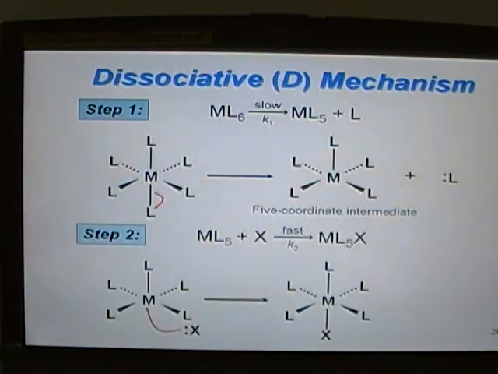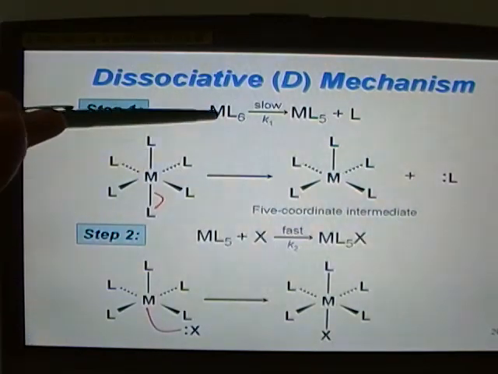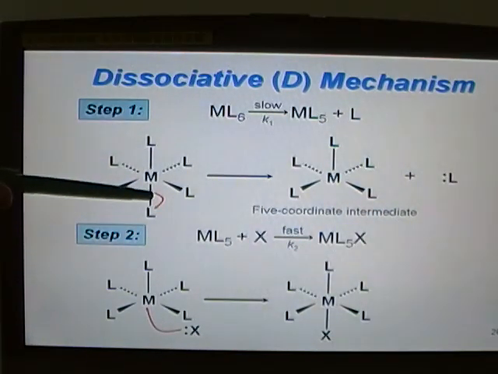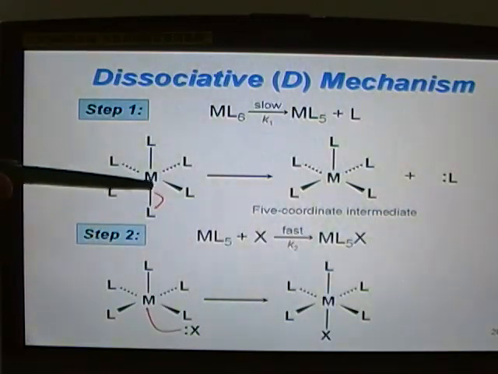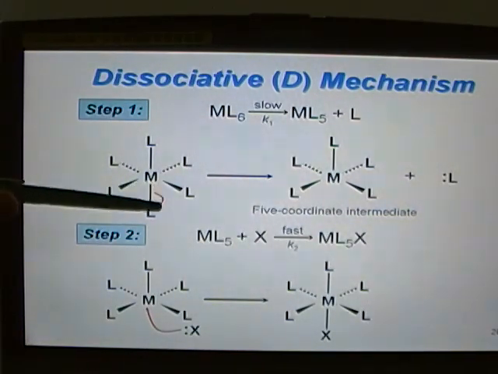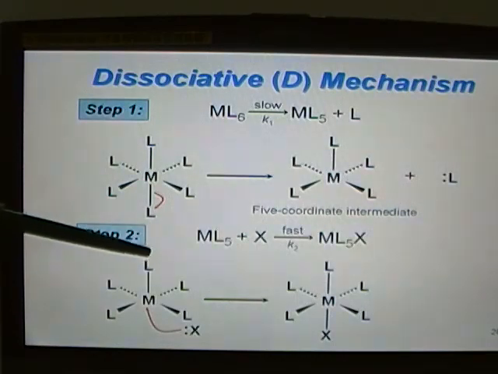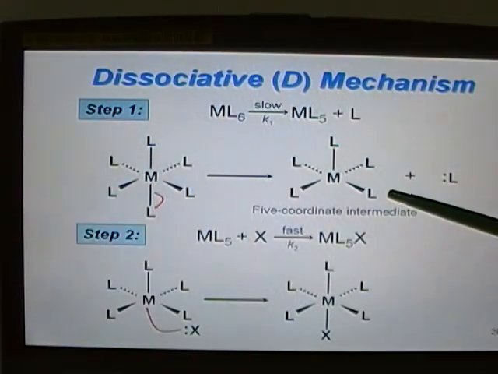This occurs through a series of steps where we move electrons, much like we do in organic chemistry. So in step 1, we take ML6, and 2 electrons are removed from the coordinate covalent bond and are added to the ligand. This ends up forming a 5-coordinate intermediate and a free ligand. This is a slow step, and this is the rate determining step.